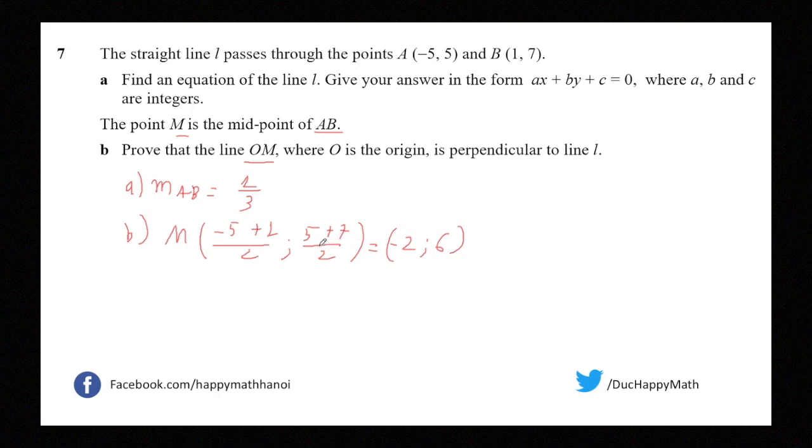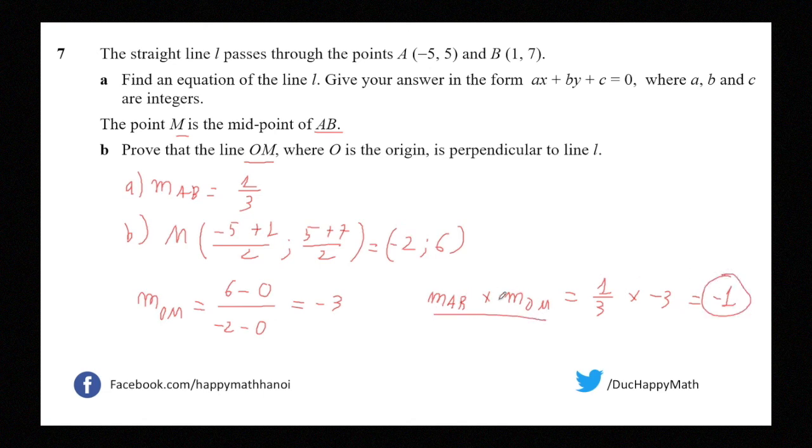Okay, so line OM. What is the gradient of OM? 6 minus 0 over minus 2 minus 0 equals minus 3. So you get that the gradient of AB times the gradient of OM equals 1 over 3 times minus 3, which equals minus 1. This means they have to be perpendicular to each other.